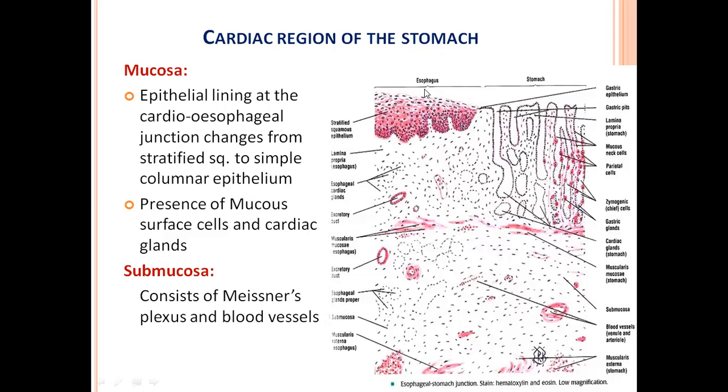In the cardiac end, I said there is a transition of epithelium. The epithelium which was stratified squamous, non-keratinized in the esophagus has now become simple columnar epithelium lining the gastric glands. So there is presence of mucous surface cells and cardiac glands. The submucosa consists of Meissner's plexus and blood vessels.